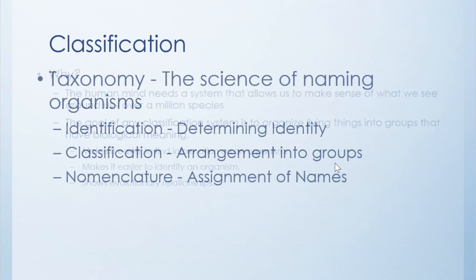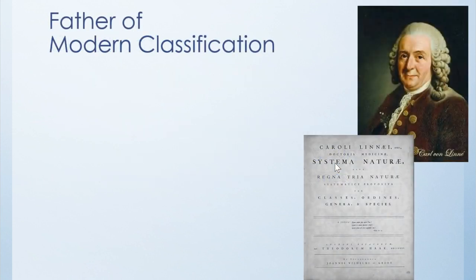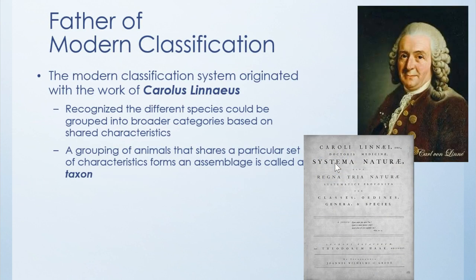And there are two parts of classification. There's taxonomy and systematics. And taxonomy is simply naming stuff, right? You identify it, right? Then you arrange it into groups and then you name it. And the nomenclature is the naming part. So identifying, classifying, naming are the three parts of taxonomy. And the father of modern classification is Carolus Linnaeus.